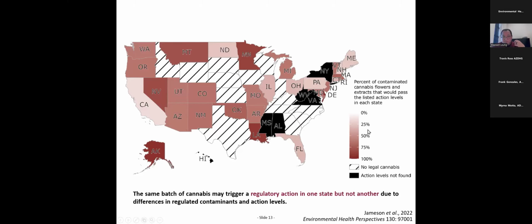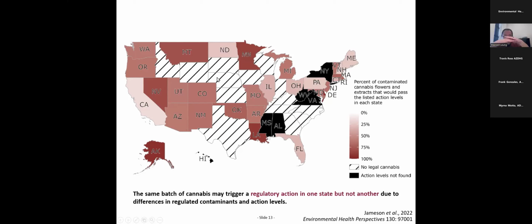There's a range of contaminated flower that would not get caught, due to the differences in action level and mostly the analytes that are listed in compliance testing. The point that I'm trying to show here is that this is a unique situation when it comes to an agricultural commodity. What this diagram is showing is something that you would not expect if you're getting, say, an apple from a supermarket, right?